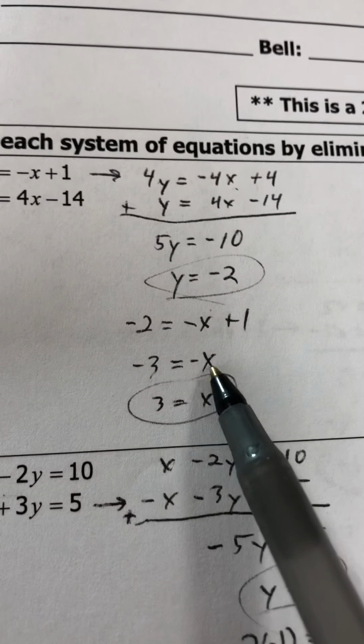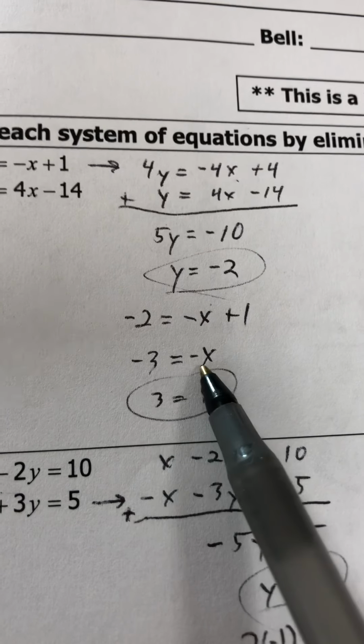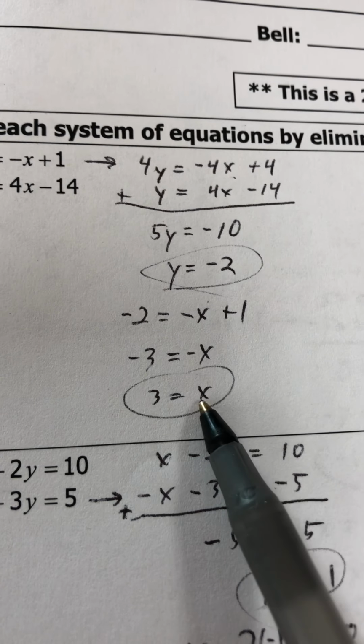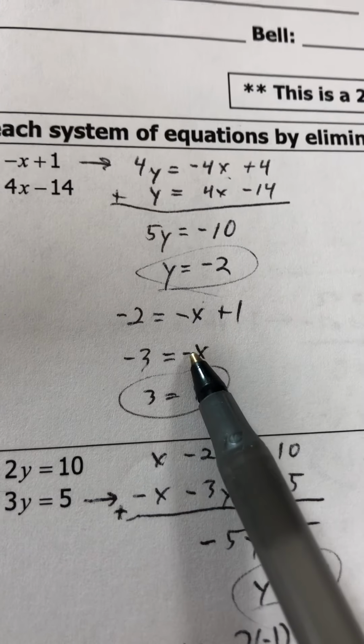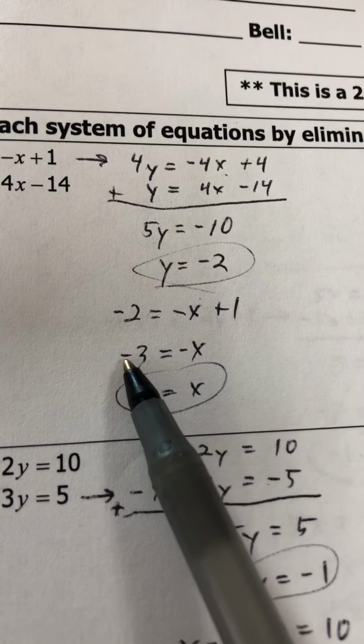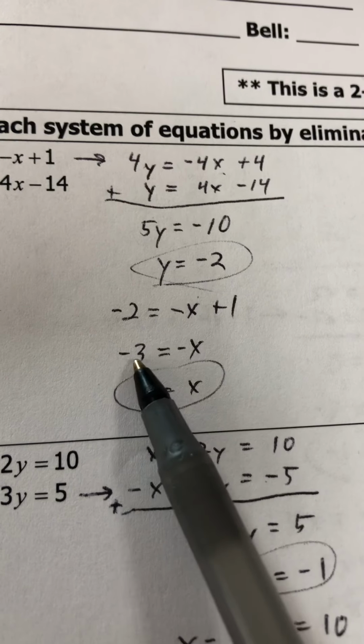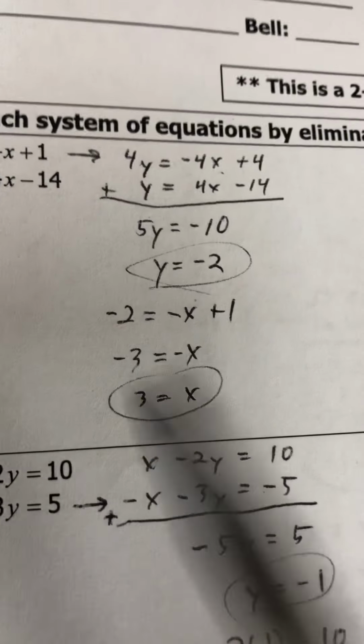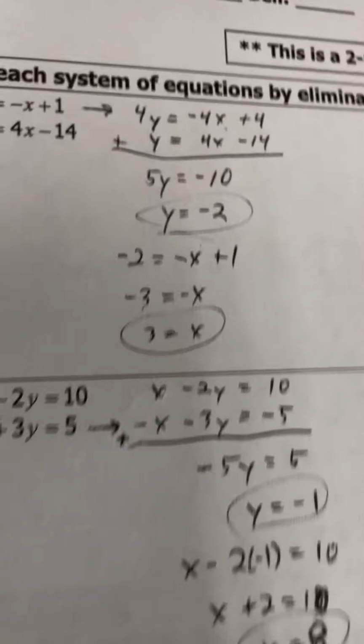Notice that I had a negative x. I had to get rid of the negative because I want to know what x is, not what negative x is. So if I change the sign on this side, I have to change the sign on that side. So I get x equals 3.